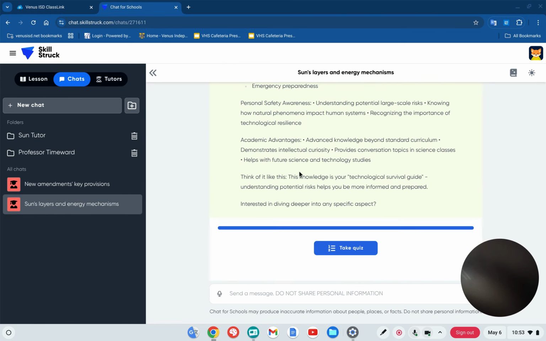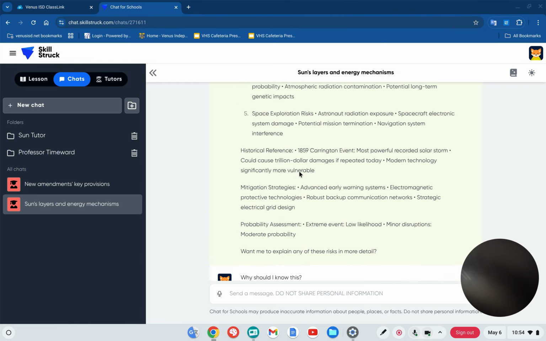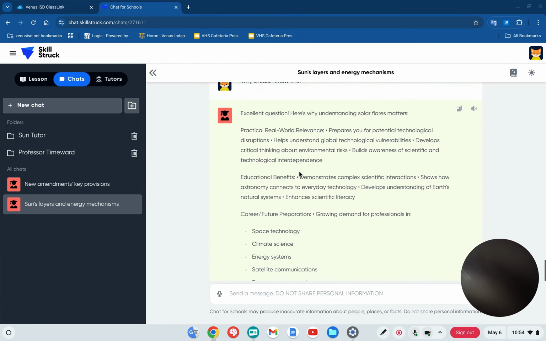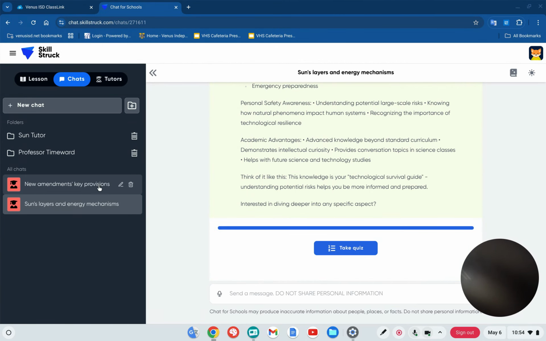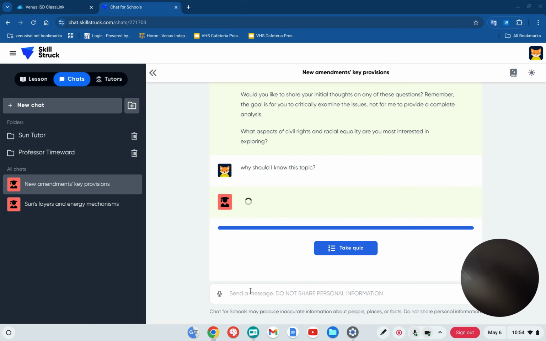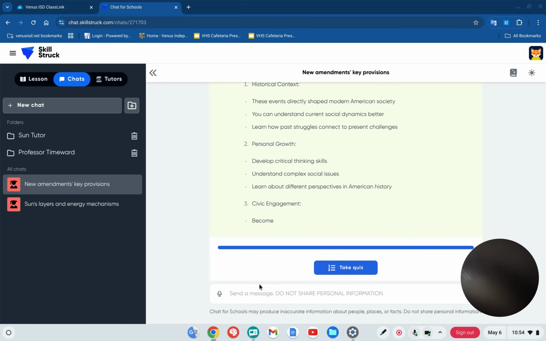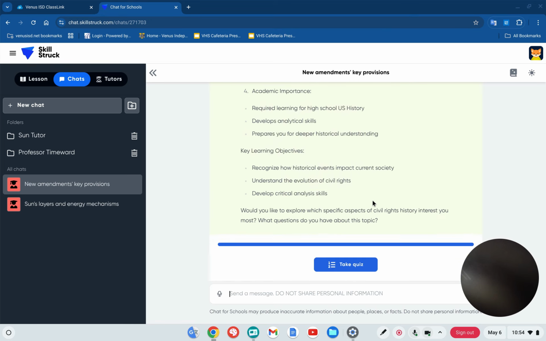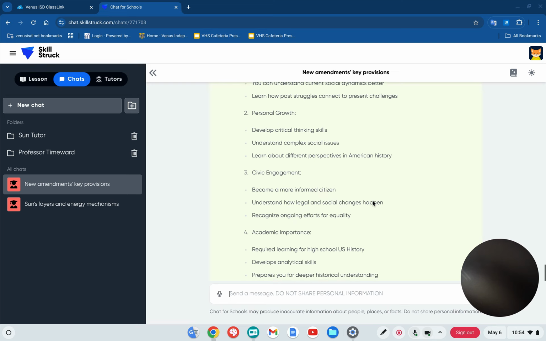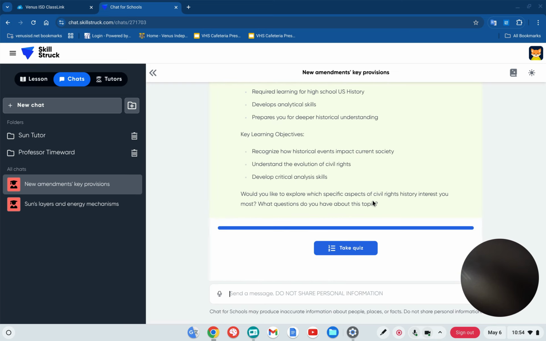Going back into the tutor I discussed last week, you can see that the tutor didn't really ask a lot of questions. The student wrote the prompts and the tutor gave them the basic information. This type of tutor is very helpful when students need background information, when they need support. This one right here, again, goes a little bit higher level in the thinking. And like any student, I would ask, why should I know this topic? And as you can see, this tutor gave them some information: historical context, personal growth, civic engagement, academic importance, and then the key learning objectives from this topic.